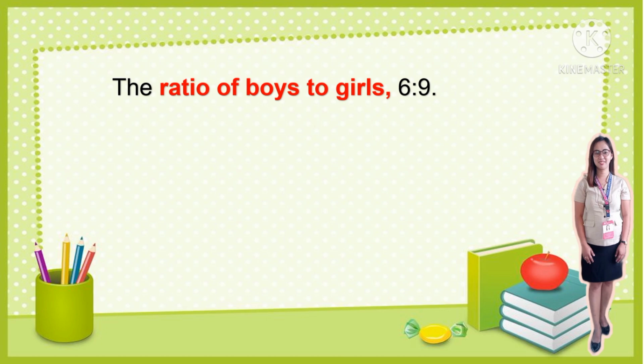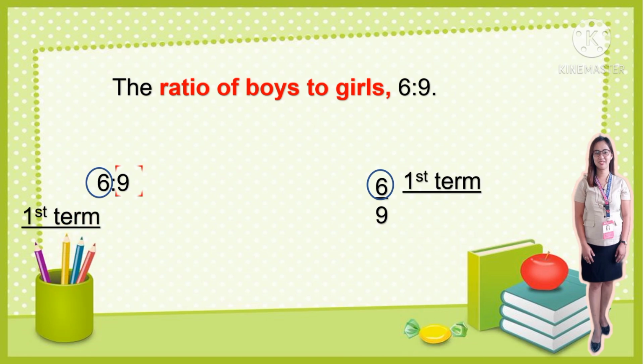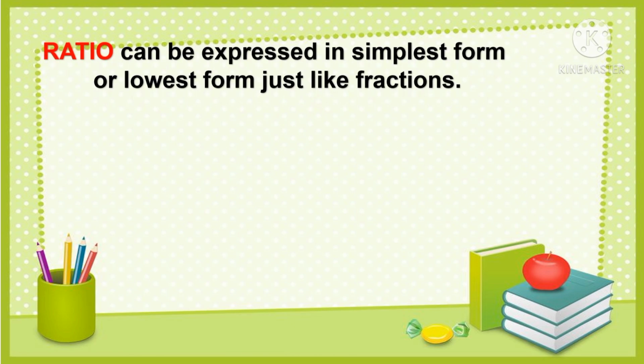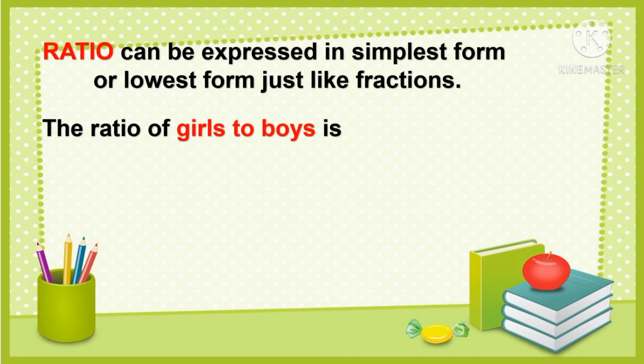While the ratio of boys to girls is 6:9, 6 is the first term and 9 is the second term. Remember, the order of comparison is important. Ratio can be expressed in simplest form or lowest form, just like fraction. In our example, the ratio of girls to boys is 9:6. Notice that both terms 9 and 6 still have common factors.